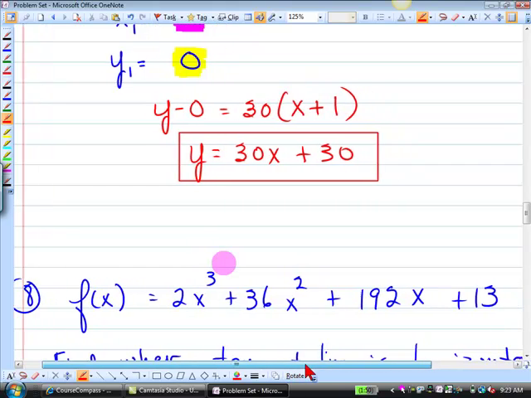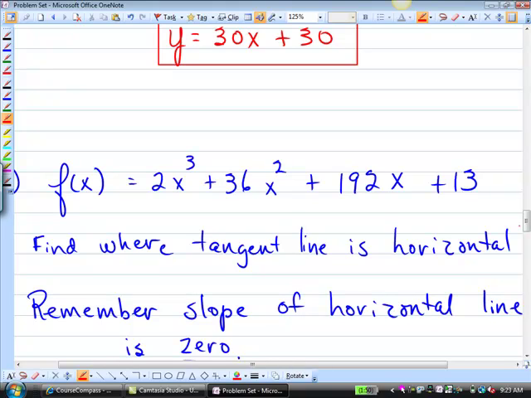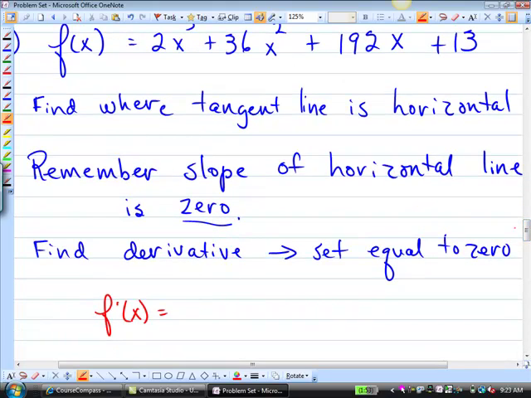All right, number 8 gives you this big equation, and says find where the tangent line is horizontal. What do you know about the slopes of horizontal lines? For a y equals line, what's the slope of that? 0. Slope of a vertical line is undefined. Slope of a horizontal line is 0. So we needed to know that. All right. So we're going to find the derivative, and we're going to set it equal to 0.